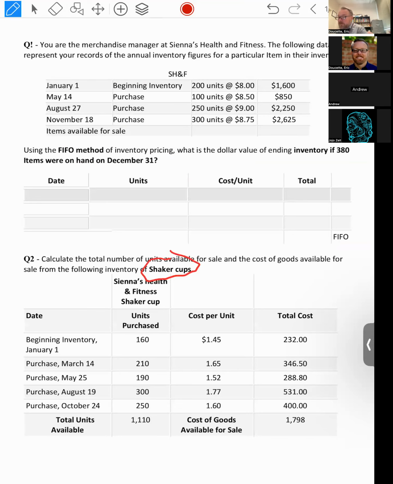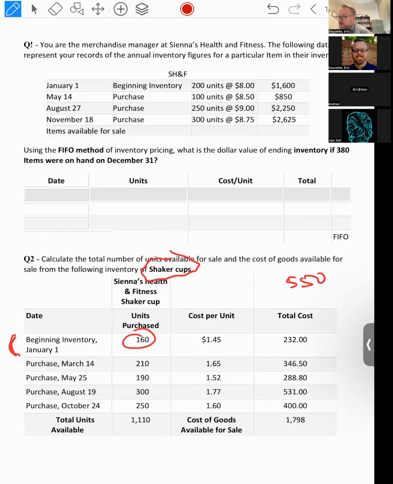So this time we're going to use LIFO instead of FIFO. We're going to do last in, first out. And according to the problem, it says the ending inventory of 550 shaker cups using LIFO. If we went LIFO, that means the last ones I put in were the first ones to go out. That means the ones that I first put in are still there. So the first ones that were there were beginning inventory. So I have 550 to account for.